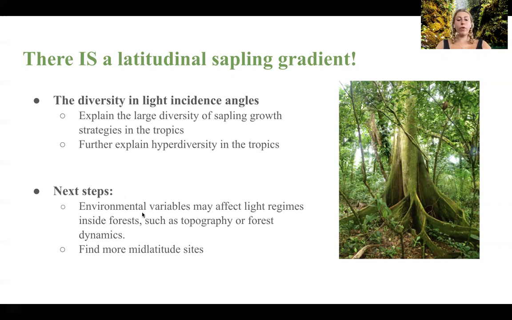So hopefully moving forward, we'd like to take a look at environmental variables because they may affect light regimes inside forests, such as topography or forest dynamics. And we're also hoping to find more mid-latitude sites as opposed to the data we already had with the BAD database, as well as our two new data sets.